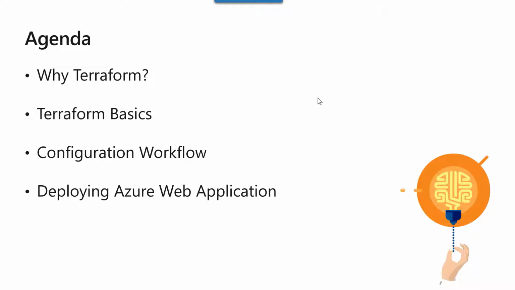We will see how to install Terraform, how to write your first configuration, and then understand a few more things about the configuration workflow, what exactly the Terraform configuration workflow is, and then look at a bit more complex example of deploying an Azure web application. In that process, we'll look at different things like the expression syntax in Terraform configuration files, and also some of the concepts like modules within Terraform. All right, so let's get started with the first item.